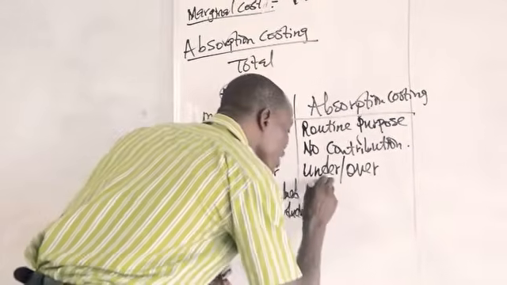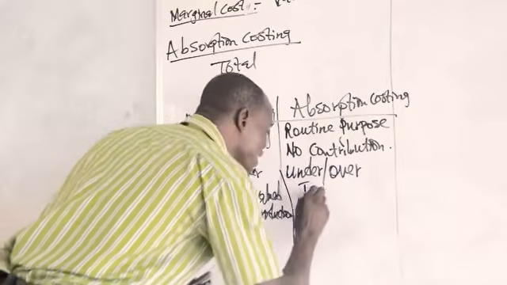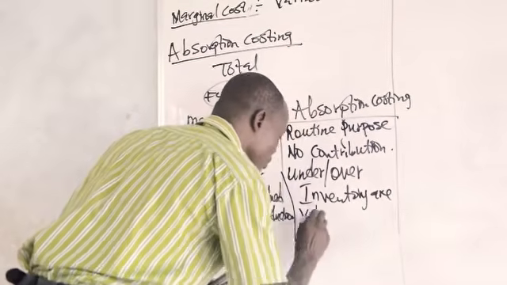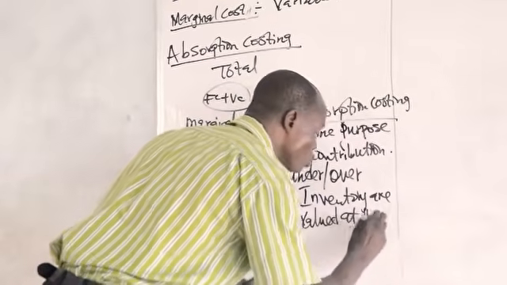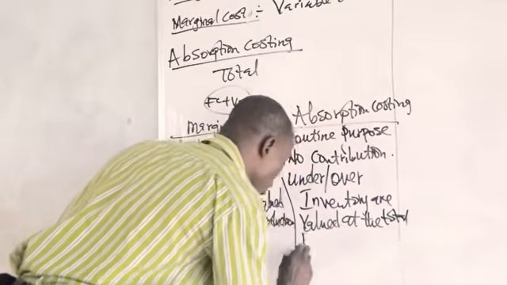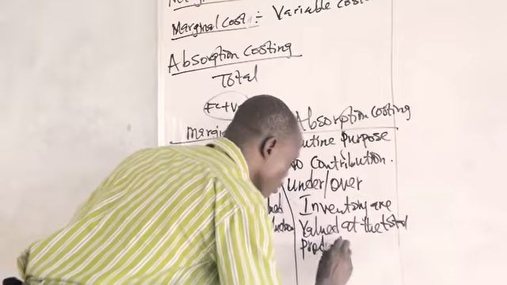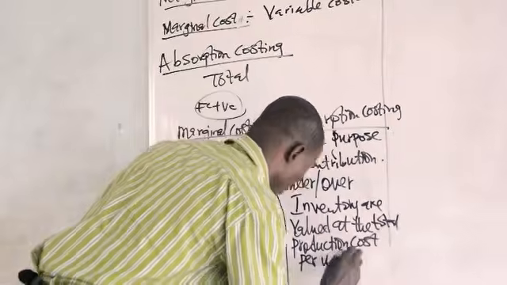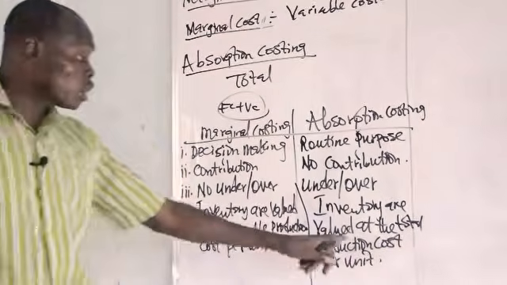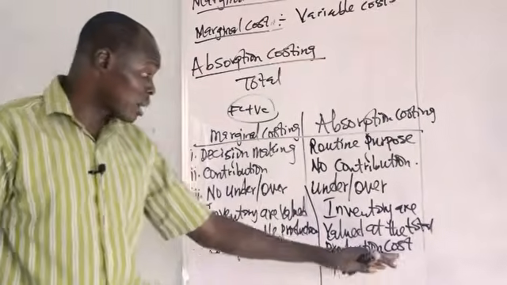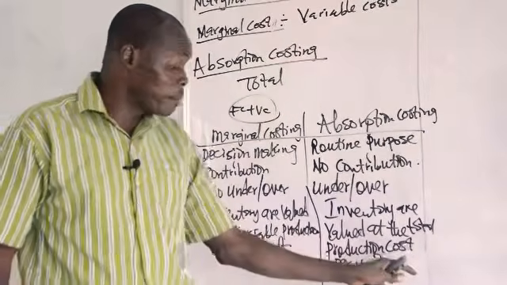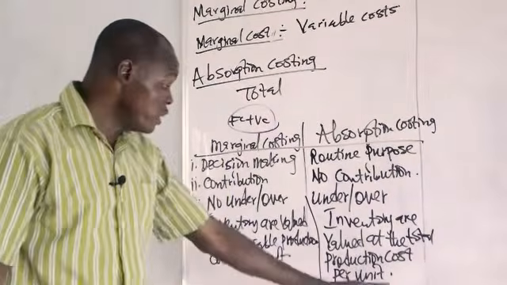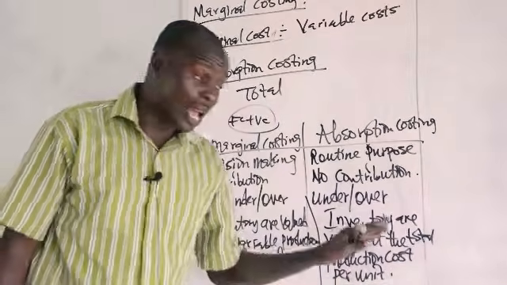But under absorption costing, inventory is valued at the total production cost per unit. You use the total production cost per unit in valuing your inventory. By total production cost, it means you will consider both the variable production cost and fixed production cost in valuing your inventory under absorption costing.